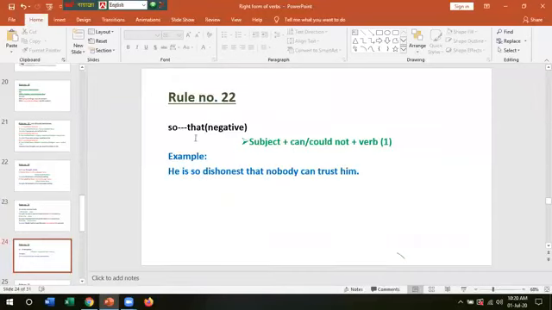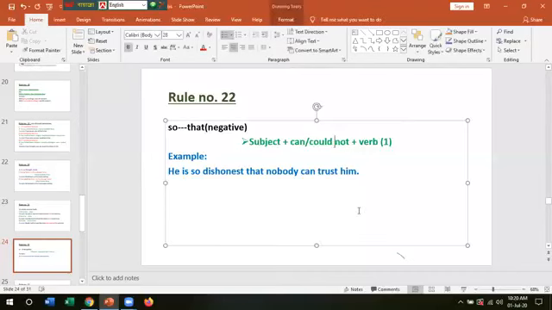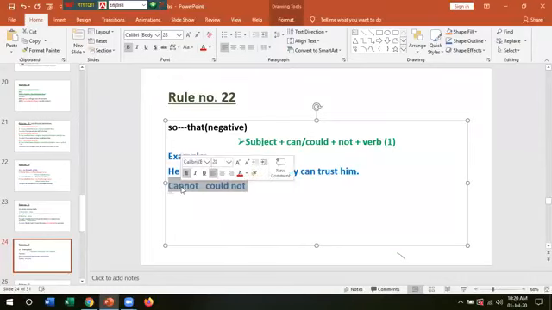Here the structure is so ... that, then the first subject plus can / could not. Here actually we can add plus can / could not. Boys, another thing, if you write cannot, then remember that it is one word. Cannot is one singular word, and could not is different, two words are there. Cannot is one word. Don't make mistake.